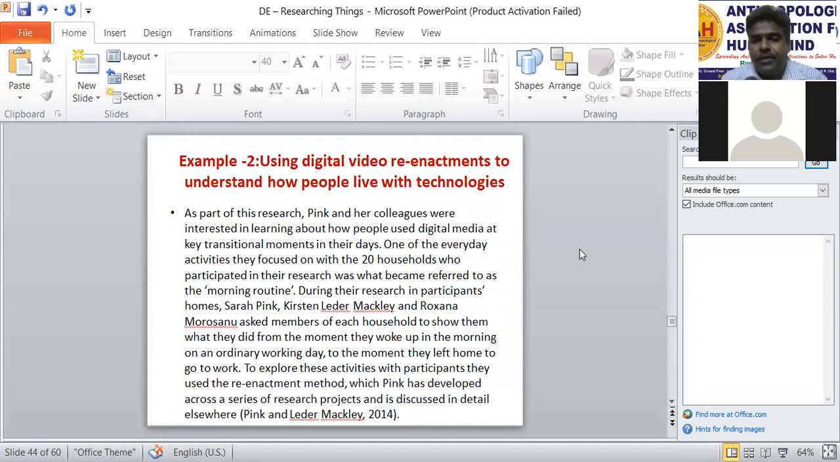As part of this research, Pink and her colleagues were interested in learning about how people used digital media at key transitional moments in their days. One of the everyday activities they focused on with the 20 households who participated in their research was what became referred to as the morning routine.